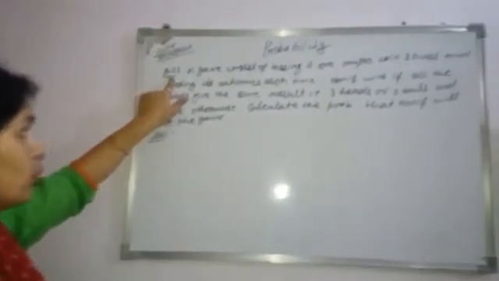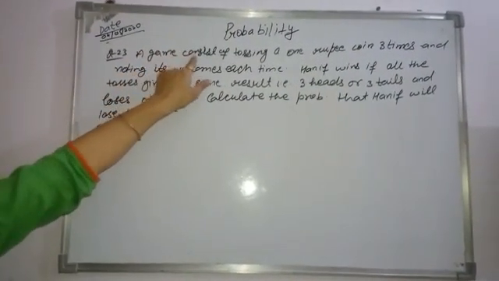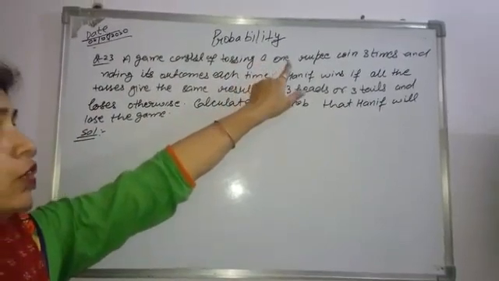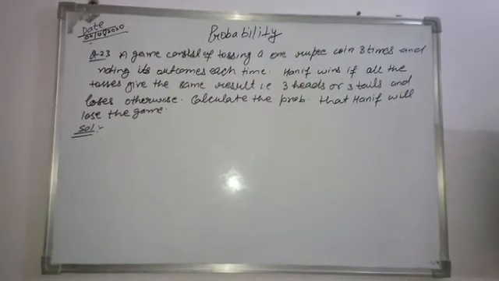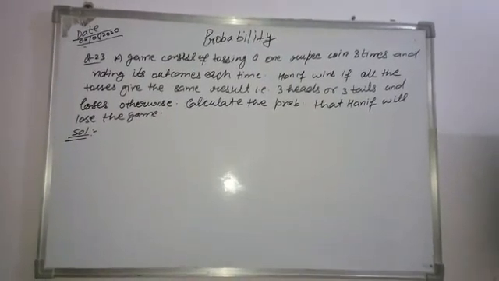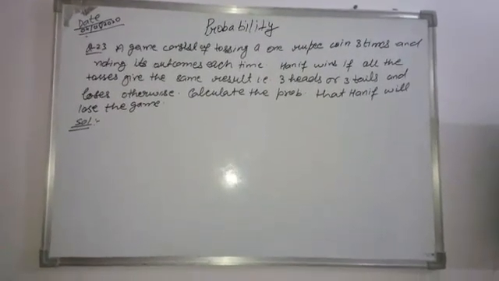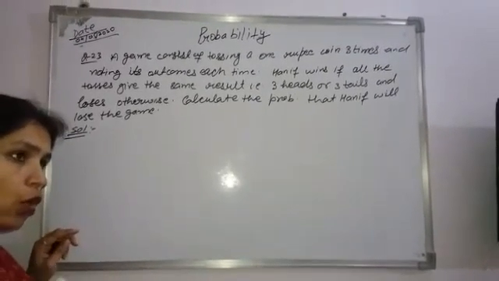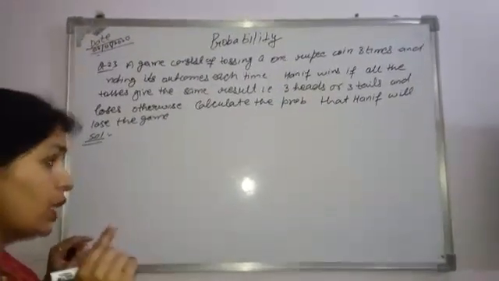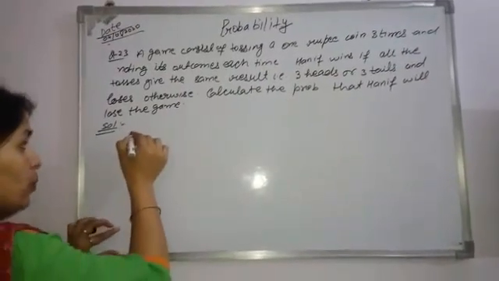Next is question number 23. A game consists of tossing a 1 rupee coin 3 times. Now we have a single coin, but we want to toss this coin 3 times. So first listen, if we have a single coin and we want to toss it 3 times, how many total cases do we have?